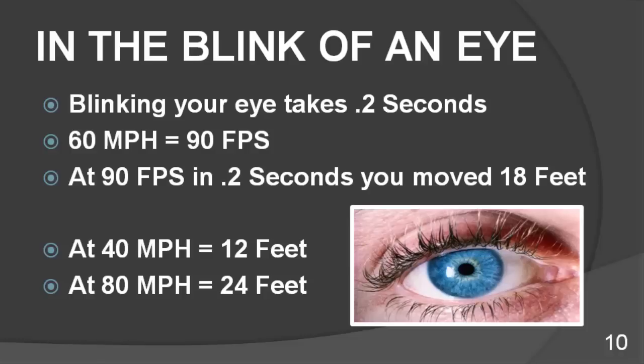So if you were going 60 miles an hour, which is 90 feet a second, in 0.2 of a second, you moved 18 feet. If you were going 40 miles an hour, in 0.2 of a second, a blink of an eye, you went 12 feet. At 80 miles an hour, 0.2 of a second, a blink of the eye is 24 feet. The difference between success and failure is razor thin. What I meant by that is that in a blink of an eye, 0.2 of a second can mean the difference between success and failure.